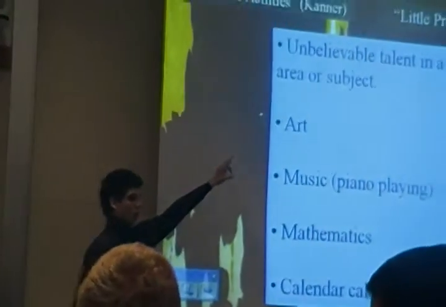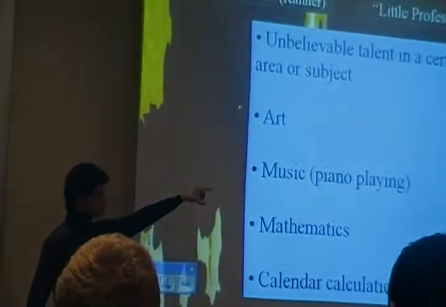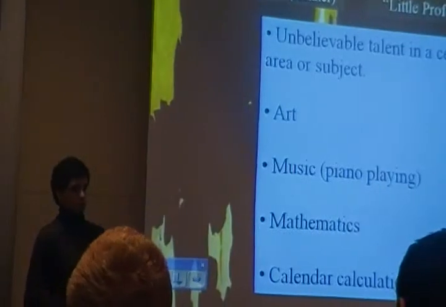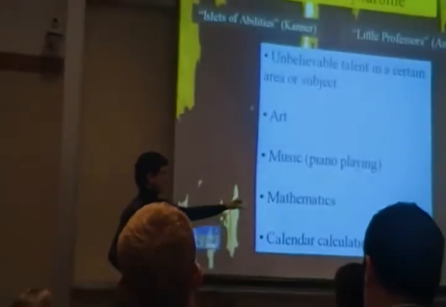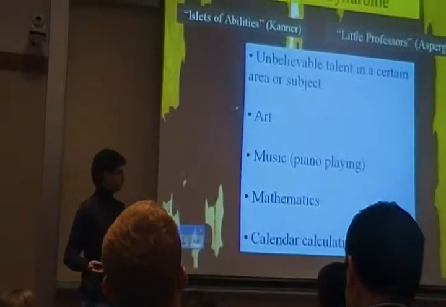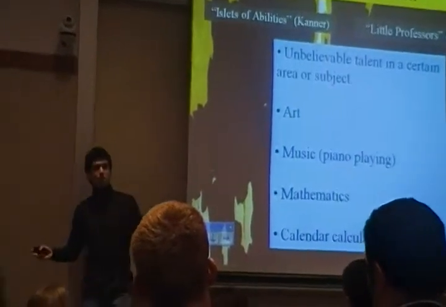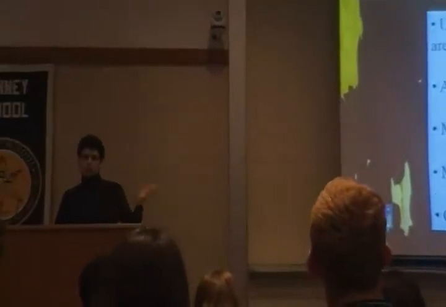So you have art, they're pretty good at drawing or painting. Music, mostly piano playing, most savants are good at playing the piano. Mathematics, they can do very fast mathematical calculations and calendar calculations. If you give them a month, a day, or a year, they can just say what day of the week it falls on. That's simple. They can do it in like 2 seconds. That's how unbelievable they are.